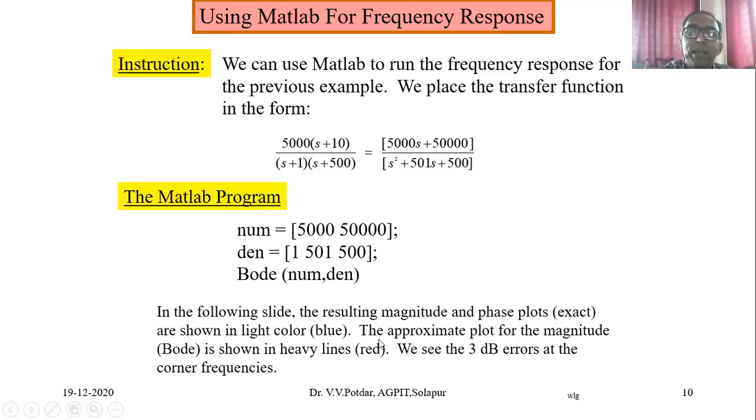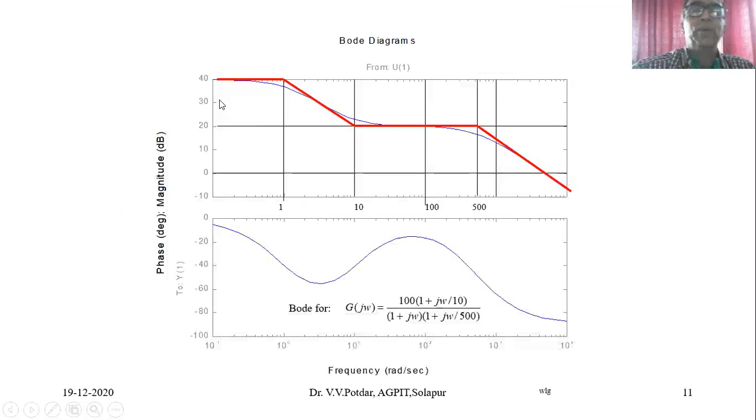The following are the resulting magnitude and phase plots. This is the magnitude plot, magnitude in decibels versus omega, logarithmic frequency. You can see two types of plots here. These are the approximate plots, the way we drew in the earlier example. These are the corner frequencies. First corner frequency is 1, second corner frequency is 10, and third corner frequency is 500. So this red line is the approximate Bode magnitude plot, the asymptotic plot. These are called the exact plots.